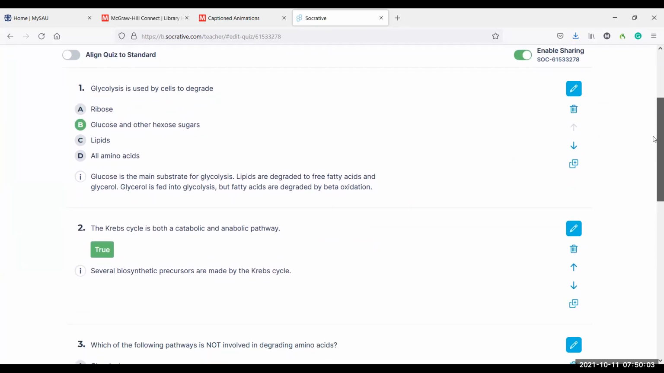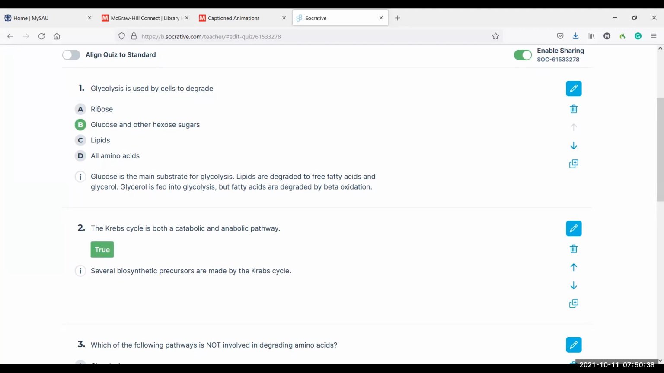Glycolysis is used by cells to degrade. It's used mainly to degrade glucose. You can use it to degrade amino acids, but it's not used to degrade all amino acids. So that's not the right answer. Plenty of amino acids feed into glycolysis, not all of them. The other group of amino acids feed into the Krebs cycle. So all amino acids, that's not correct. Lipids, no. Lipids are degraded by beta oxidation. So that's not right either.